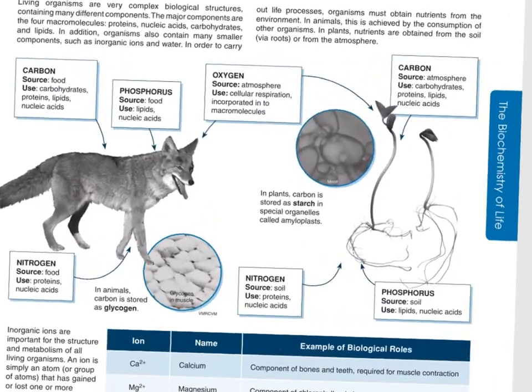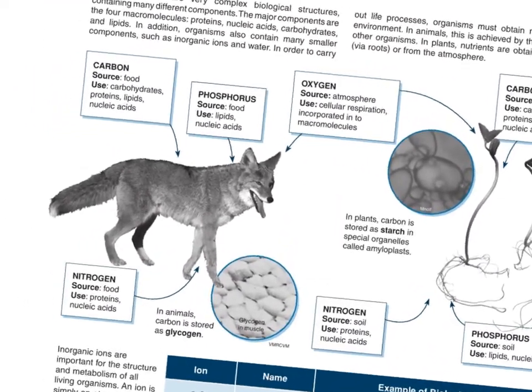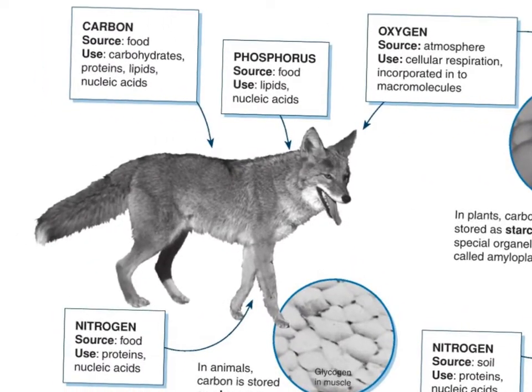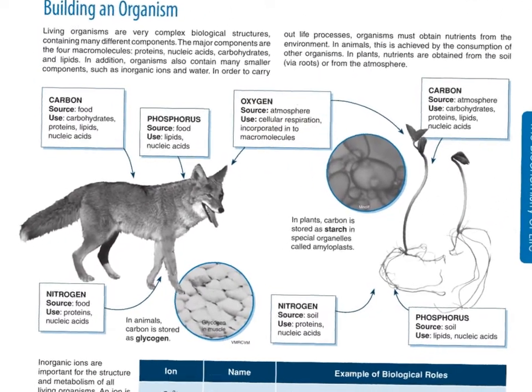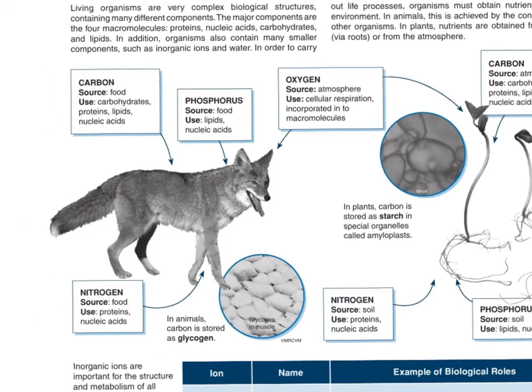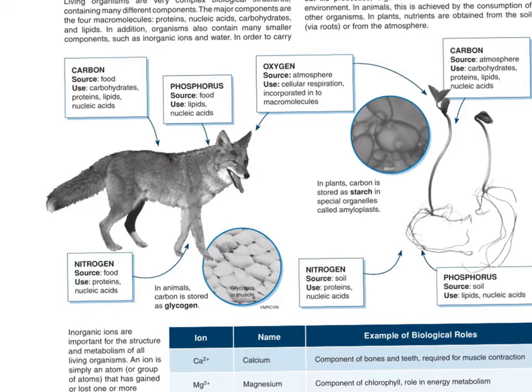So let's talk about building this wolf. Let's pretend you're aliens and you're trying to build a wolf. You need some kind of carbon, because where's the source for carbon in an animal? It's food. That's not true for plants. What's the source of carbon for plants? The atmosphere. They use the carbon dioxide in the air as a carbon source.